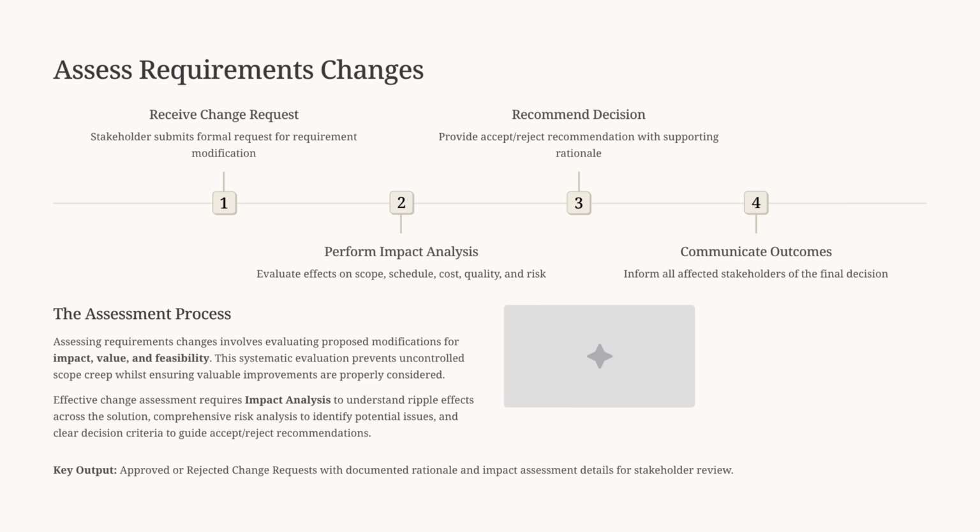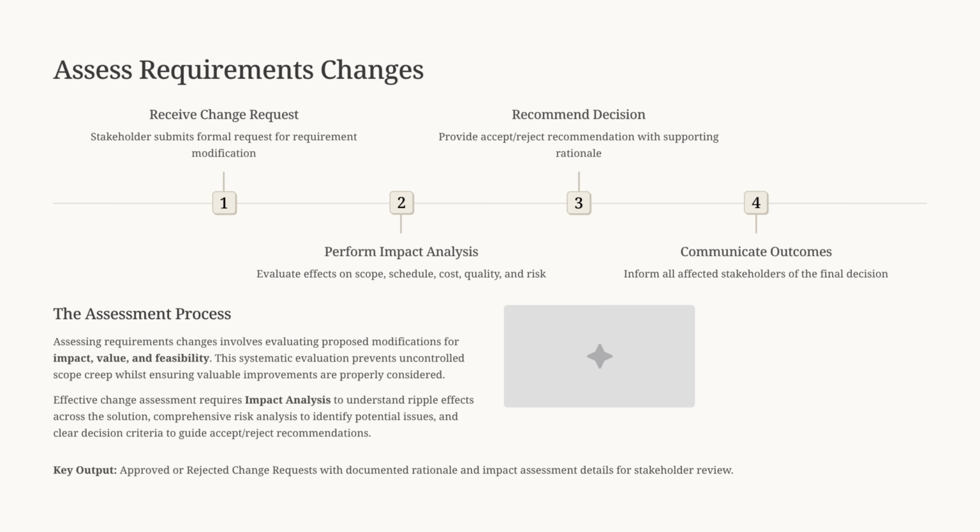This is where analysis meets change control. In every project, change is inevitable, and how we assess it determines whether we stay in control or spiral into chaos. The assessment process follows 4 key steps. Receive the change request. Stakeholders formally propose a modification. Perform an impact analysis. Evaluate the effects on scope, cost, schedule, quality, and risk. Recommend a decision, either accept, reject, or defer the change with supporting rationale. Communicate outcomes. Transparency ensures everyone understands the decision and its implications.